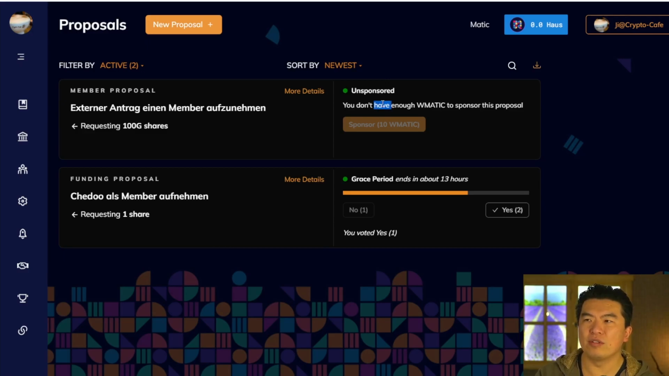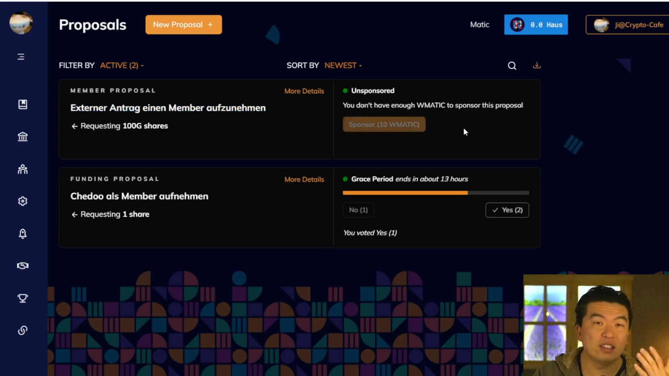the right side, unsponsored. This is also a mechanism to ensure that not too much spam actually gets into the voting run. This is basically the preparation period of the voting. As long as nobody sponsors a proposal like this, it would not go into the voting period. Sponsor means someone within the DAO, a member of the DAO, has to put down money on this proposal because he thinks this proposal is meaningful or would benefit the DAO.